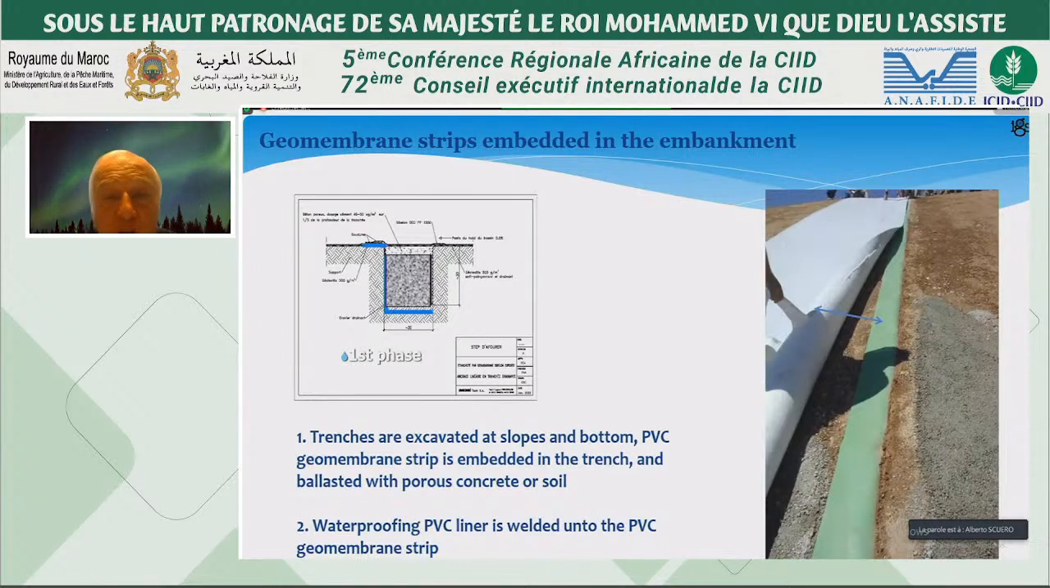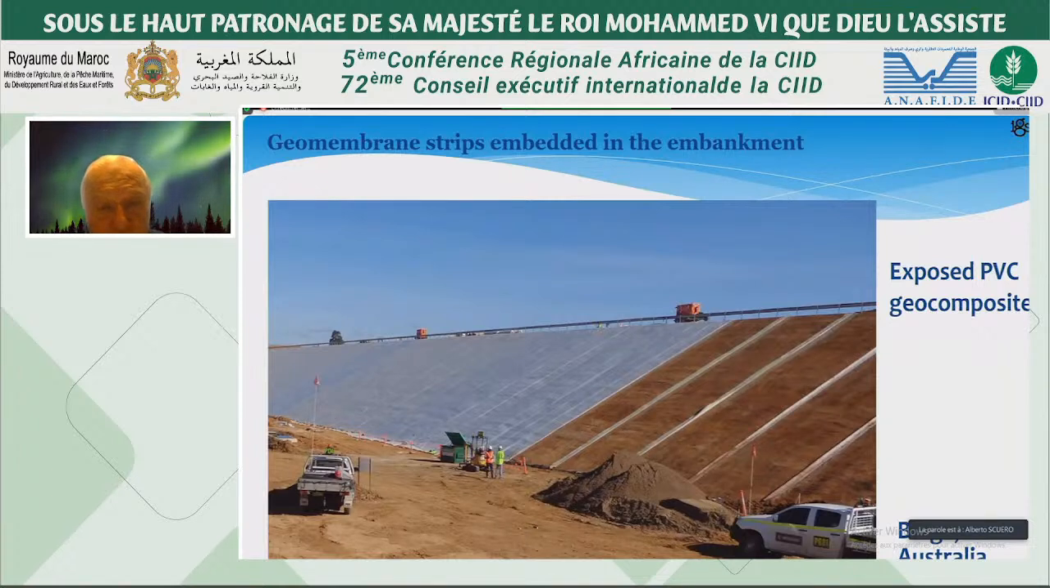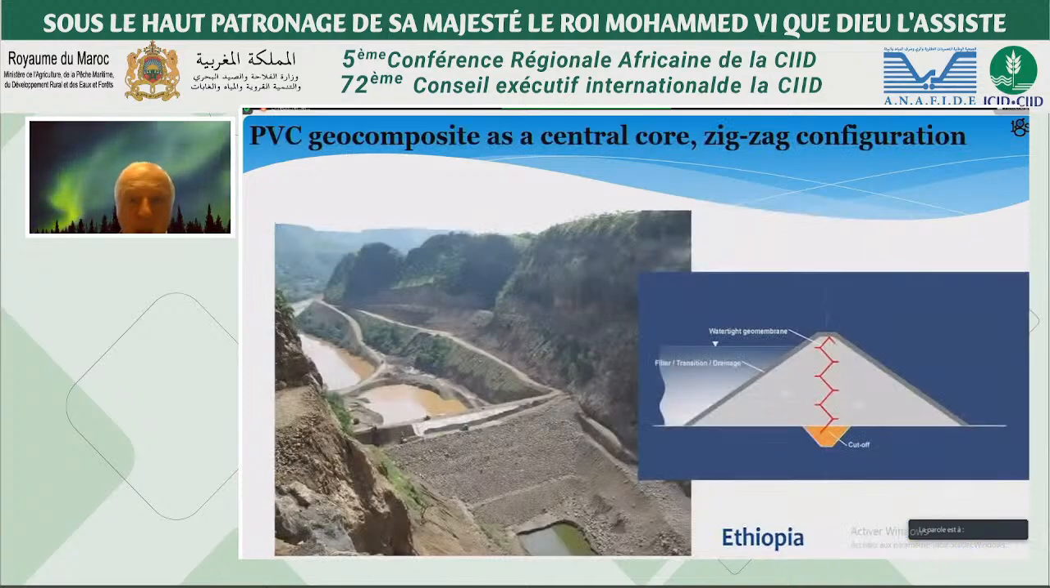Another method of anchoring the geomembrane is by embedding strips in anchor trenches. Trenches are excavated at slopes and bottom. PVC geomembrane is embedded in the trench and ballasted with porous concrete or soil. Waterproofing PVC liner is welded onto the PVC geomembrane strip. Here we have an application of this solution at Bulga Dam in Australia with the exposed PVC geocomposite. And they have also been used as a replacement of a central clay core for a rockfill dam, for instance, with the zigzag configuration, this Comfort dam 50 meters high in Ethiopia.